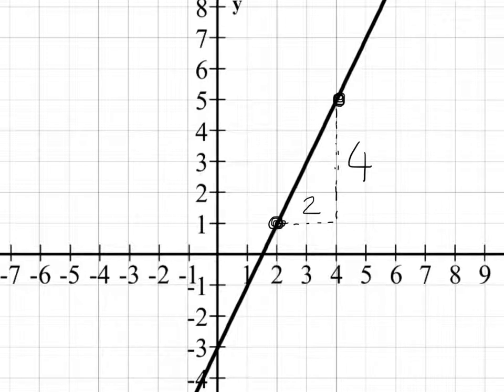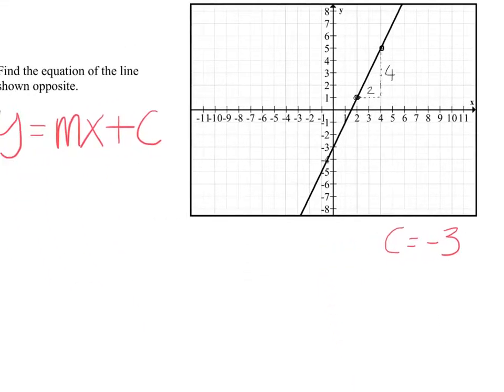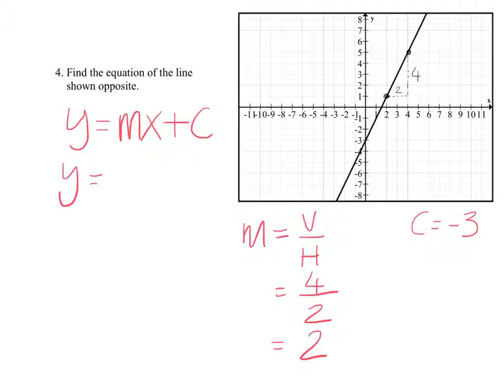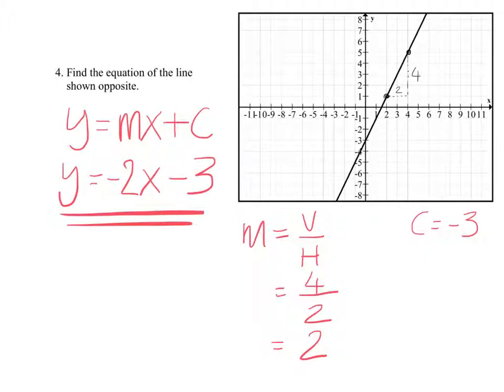So zooming back out again, we can substitute into our formula, which is m equals vertical over horizontal. The vertical height is 4, the horizontal distance is 2, and 4 divided by 2 is 2. The gradient is positive, and we can tell just by looking at the way the line slopes. So now we have the gradient 2 and the y-intercept -3, so we can substitute that into the general equation of the line. That means we have y equals 2x minus 3, which is the equation of the straight line.